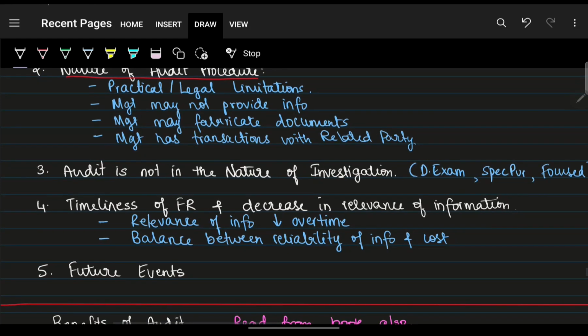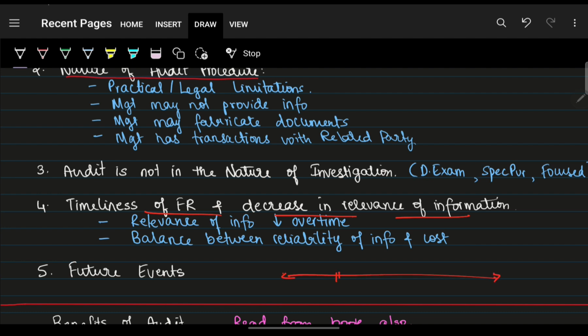Next, timeliness of financial reporting and decrease in relevance of information. See, as time goes by, the relevance of information drops. As time goes ahead, the information value will keep on reducing, so at some point it will basically have no value. Whether you disclose it or not, it won't have any value, right?